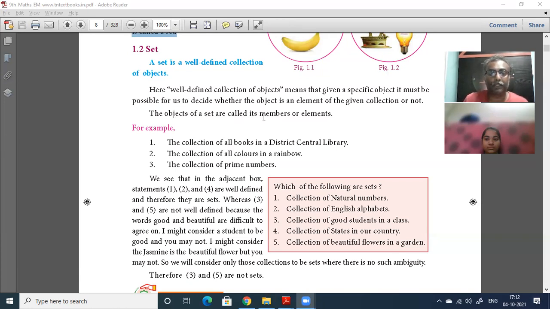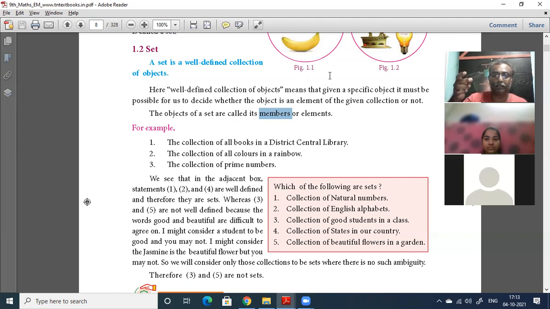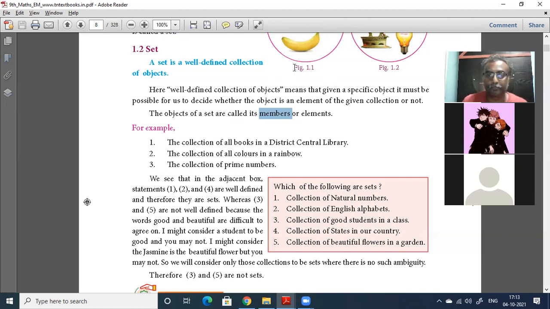The objects of a set are called its members or elements. Okay, that also you know. What are the members of this set of all computer gadgets? Can you tell one more member of the set of computer gadgets? Keyboard. What is this? A mouse. Okay. What else? Keyboard, uncle.